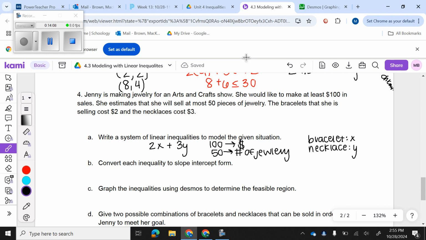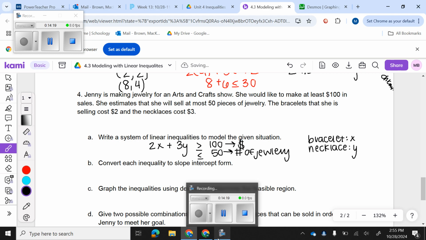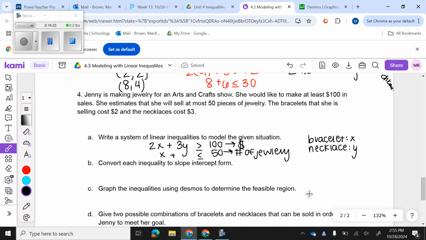All right, so now I've got to figure out my sign. She would like to make at least, well, remember that's going to be a greater than or equal to. And then she'll sell at most, which means that's a less than or equal to. And the only types of jewelry she has are bracelets and necklaces. So that's going to be x plus y.